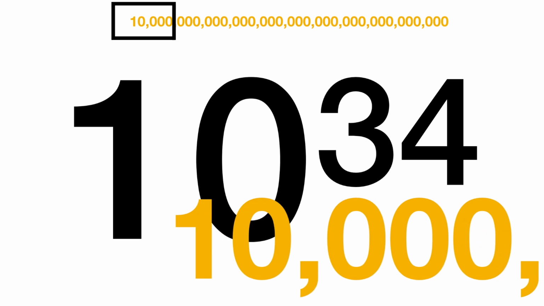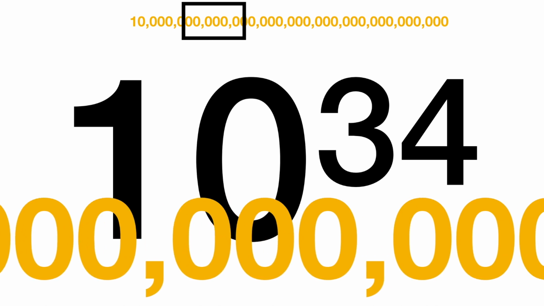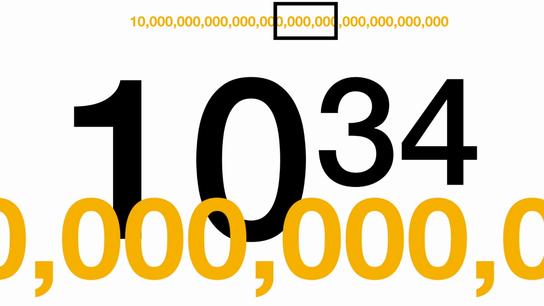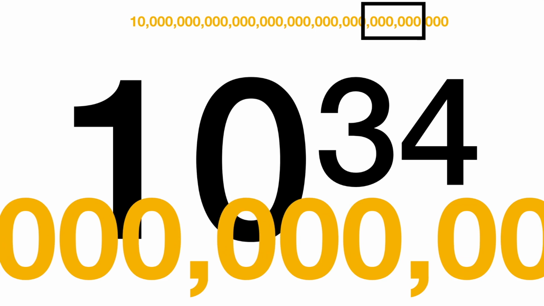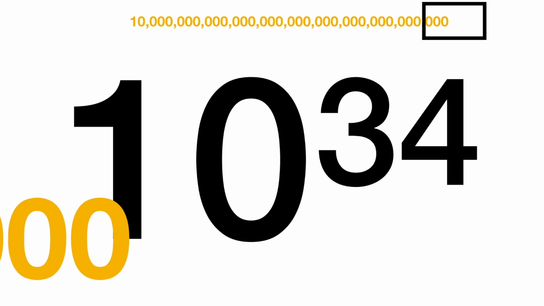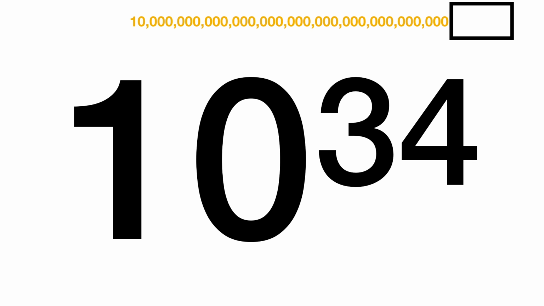Wow, that number. Ta-da! So, this number is appearing on your screen right now. It has 34 zeros. This is a big number. Not as big as most numbers that you're going to encounter in this video. Anyway. So, 10 to the 34 years. It takes 10 to the 34 years for a proton to decay.